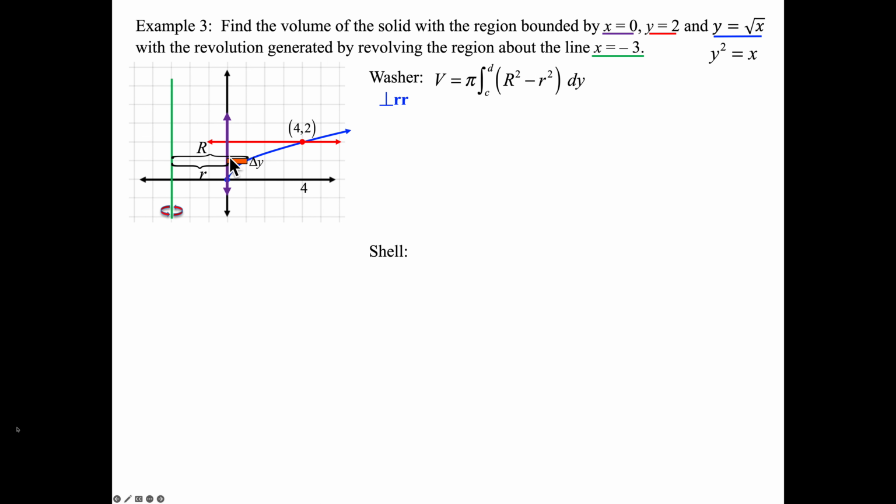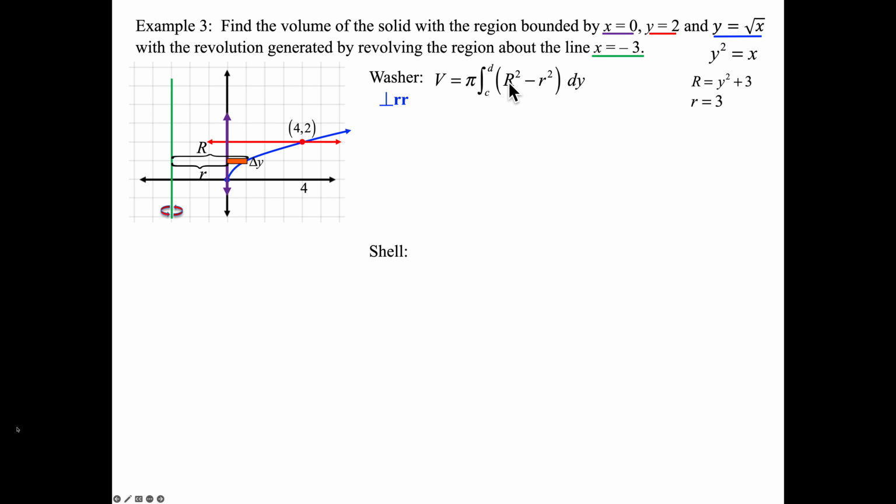All right, now because I have a horizontal reference rectangle, which is going to be a change in y, we need to change this equation and solve it for x, so I square both sides. So that radius is going to go from y squared minus the negative 3, so that's y squared plus 3 for my R. Little r is going to stay constant. It's going to be a value of 3 the whole time.